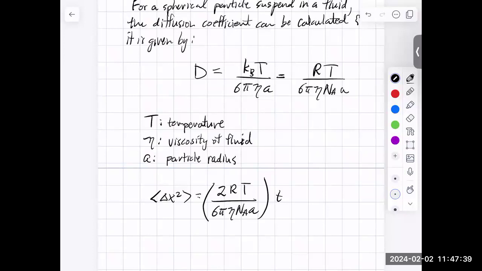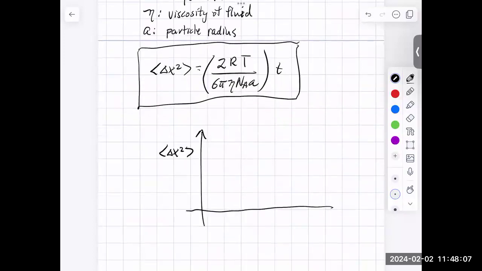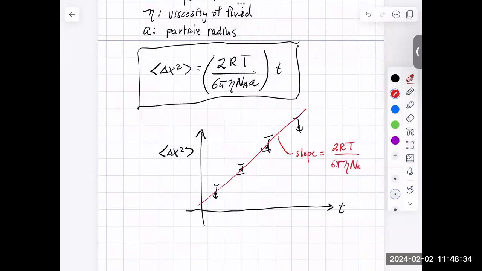But the important point is that in this Brownian motion experiment, you watch the particles, you make a recording of the particles, and then you measure the average value of the square of the displacement for different time intervals t. That should be a linear set of data. So if we plot delta x squared averaged as a function of how long you wait, you should get a line. If you put a straight line through it, the slope is equal to 2RT over 6 pi eta N_A, Avogadro's number, times A.